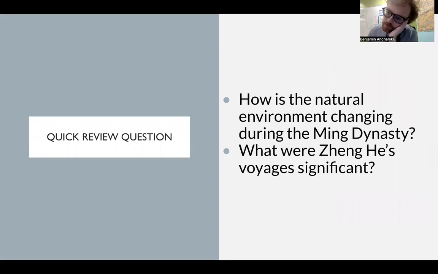So you should be able to kind of answer these questions here. How's the natural environment changing during the Ming Dynasty? What's the impact of that? And who was Zheng He, and why were Zheng He's voyages significant?